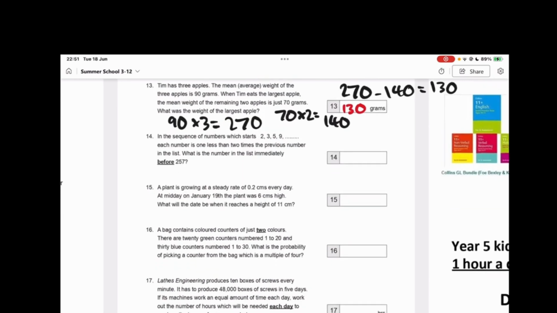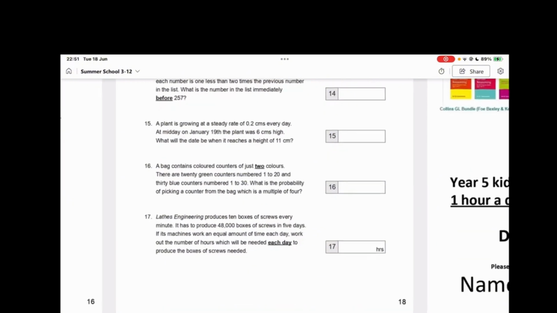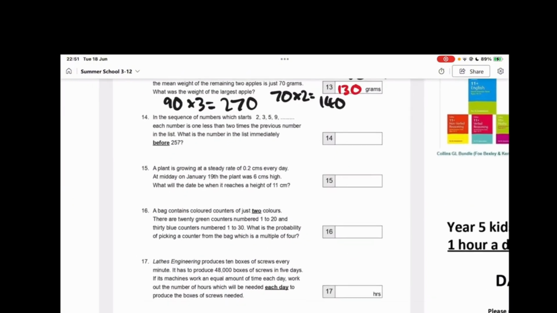Okay, in the sequence of numbers which starts 2, 3, 5, 9, each number is 1 less than 2 times the previous number. Okay? And then what is the number immediately before 257? So we have to remember that 257 is 1 less than 2 times its previous number. So 2 times the previous number must have been 258.